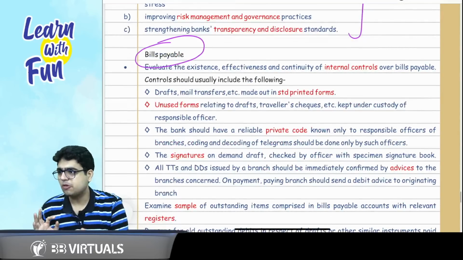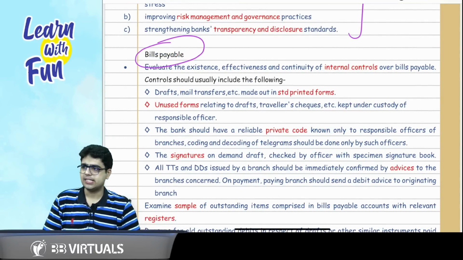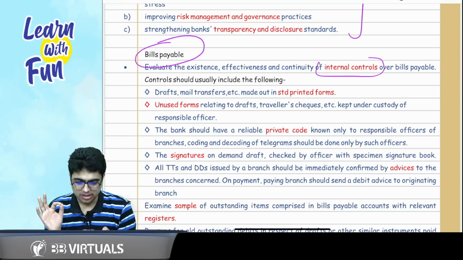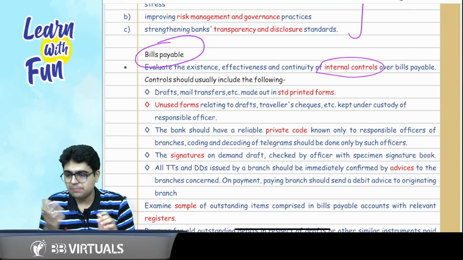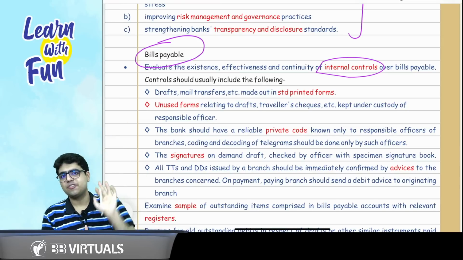Now comes the concept of bills payable, one of my favorites. MTP October 2019. So this can be asked in the exam. Three points you need to remember. First of all, the internal controls. Now, what is a bills payable? What do you understand by a bills payable? It is basically that demand draft part only.